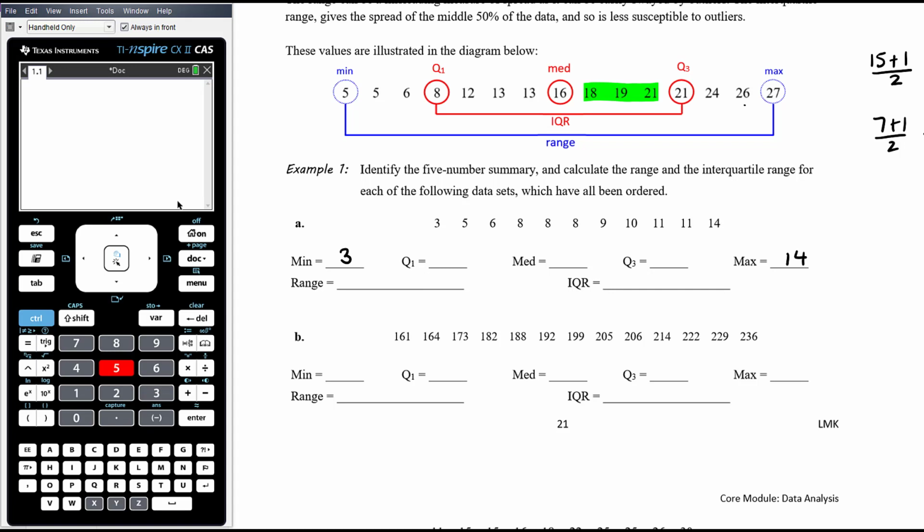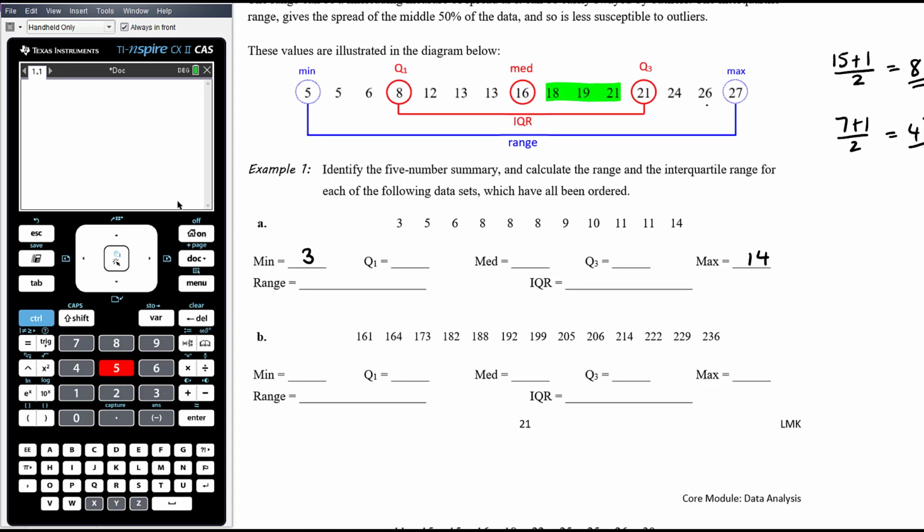Okay, then we want to think about our median. So how many bits of data do we have? 1, 2, 3, 4, 5, 6, 7, 8, 9, 10, 11. So 11 bits of data. Add 1 to it, divide it by 2, gives us the 6th piece of data is the median. Okay, 1, 2, 3, 4, 5, 6. So that's the median, 8.